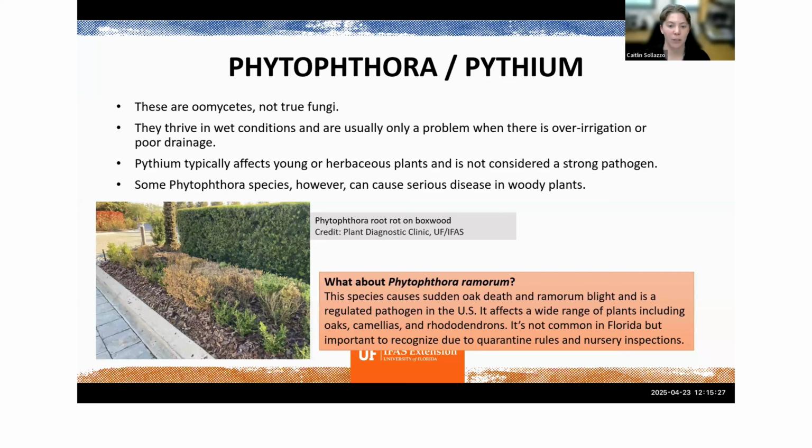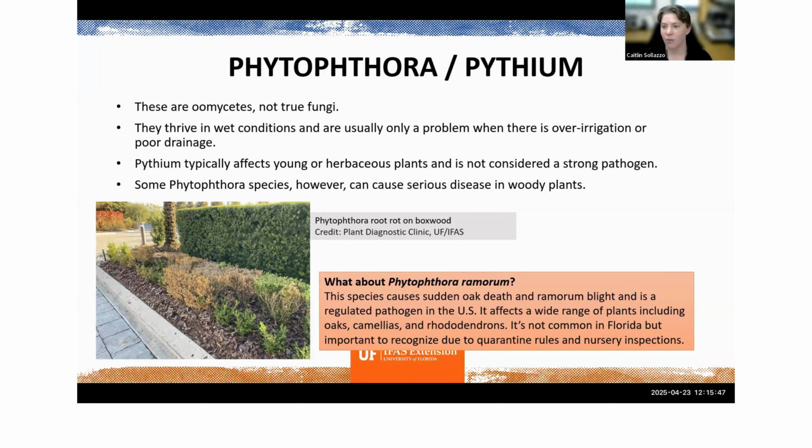What I will say is when it comes to Pythium in general, it's a very, very weak pathogen, meaning it does not infect healthy plants. Pythium is everywhere in the soil. Healthy plants will fight it off with no problem. It affects mostly young plants and also more herbaceous plants, so like annuals, stuff like that.